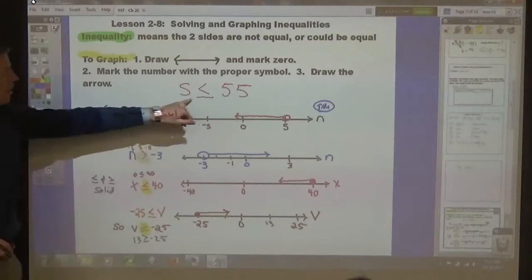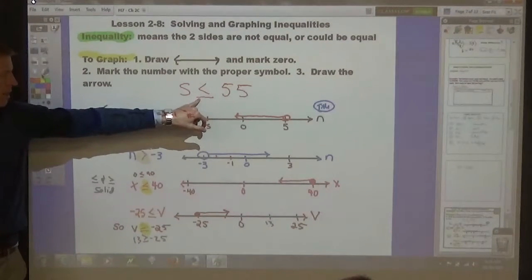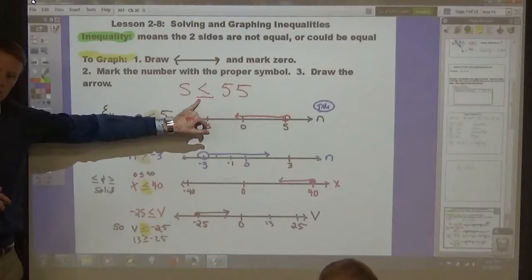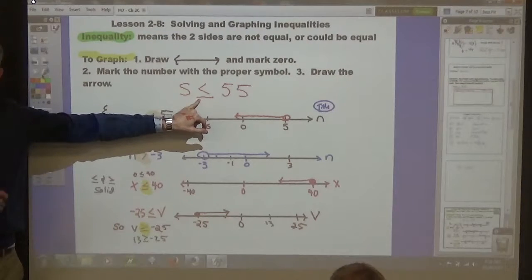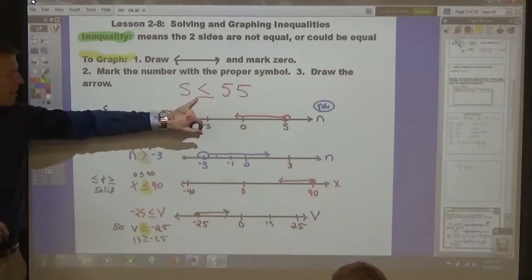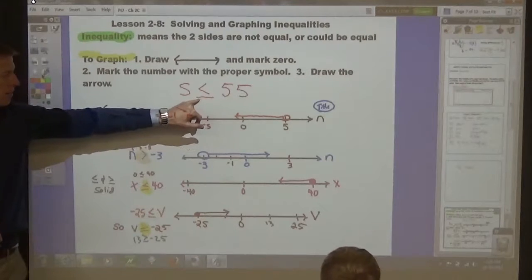And then there's also a symbol for, we know that it could be greater than or equal to, or less than or equal to, if it has the line underneath it. Okay?